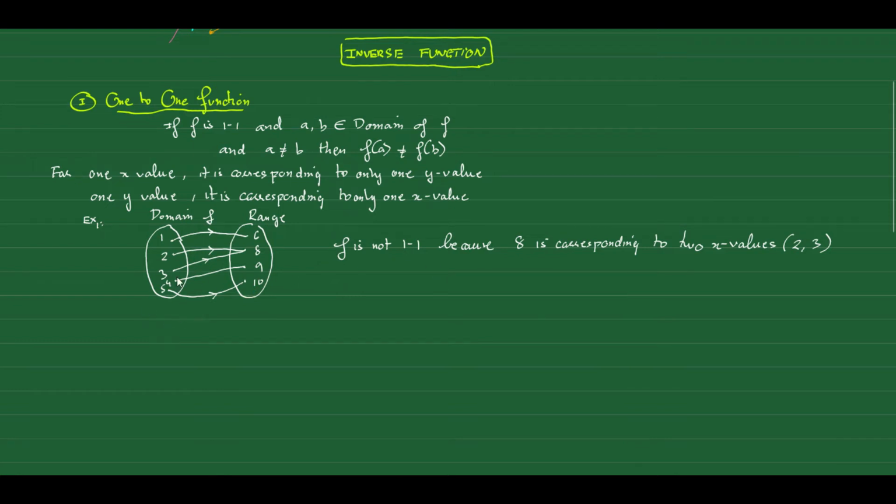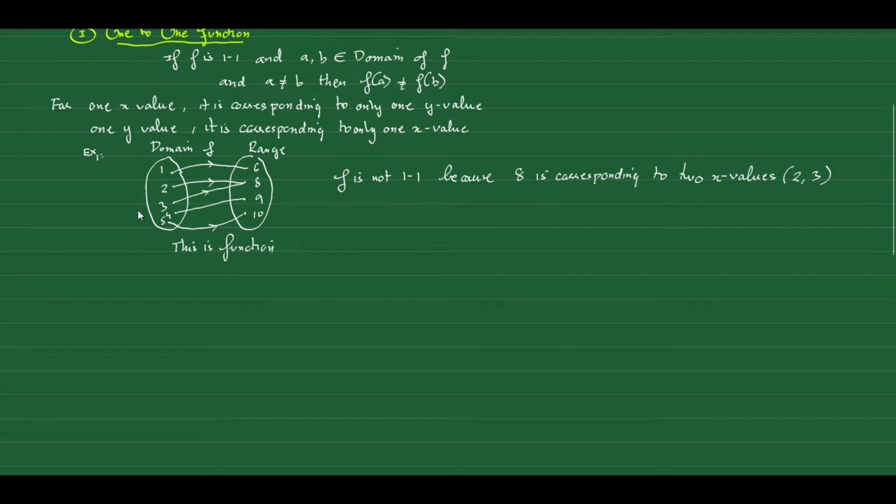Even though this is still a function, it's not a 1-to-1 function. And because it's not a 1-to-1 function, it does not have an inverse, because for a function to have an inverse, it must be a 1-to-1 function. Now let me give you another definition.